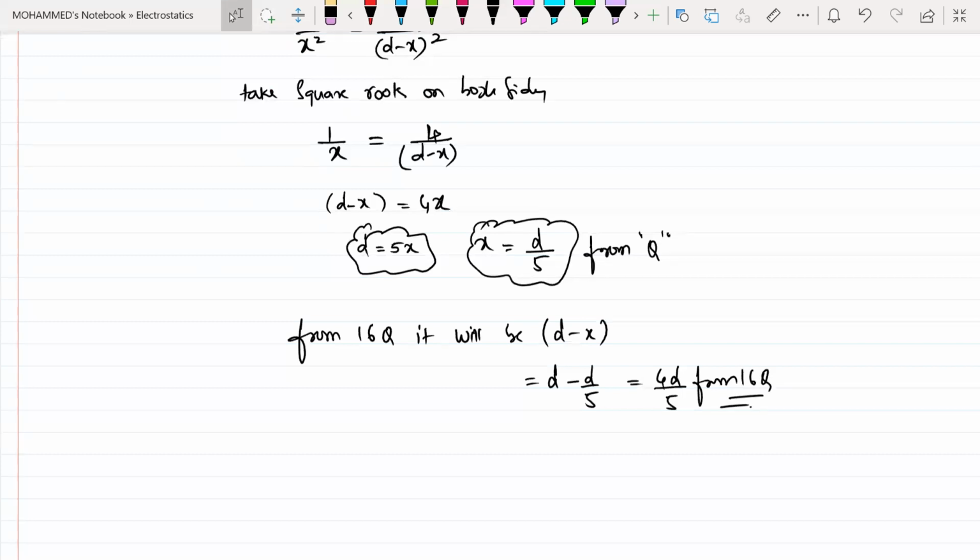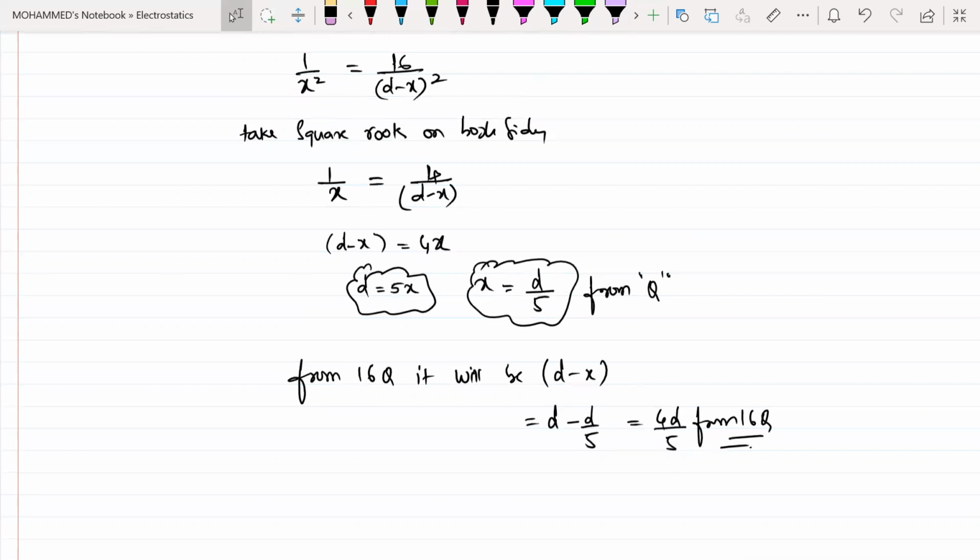He may ask you, from capital Q, what is the distance of that neutral point or equilibrium point, or from 16Q what is that point. You should give me the answers like this. I hope you got it right now for this one.